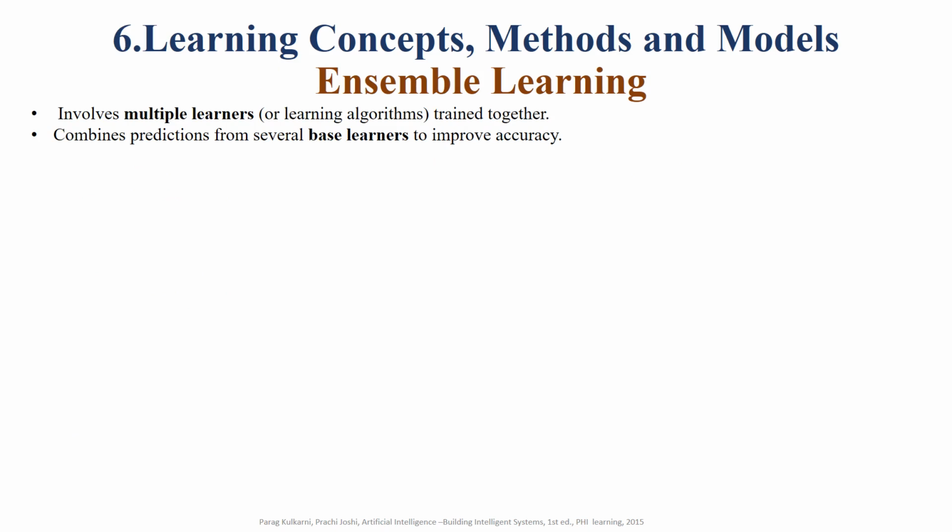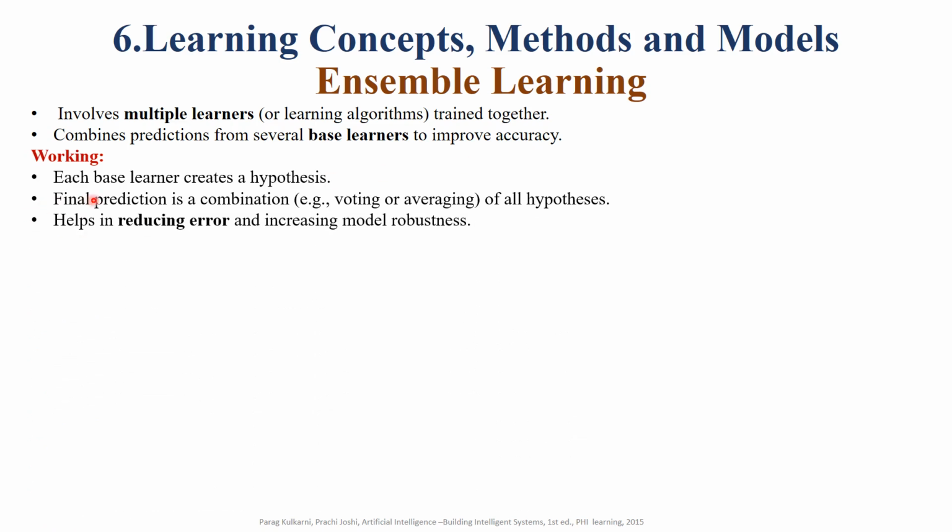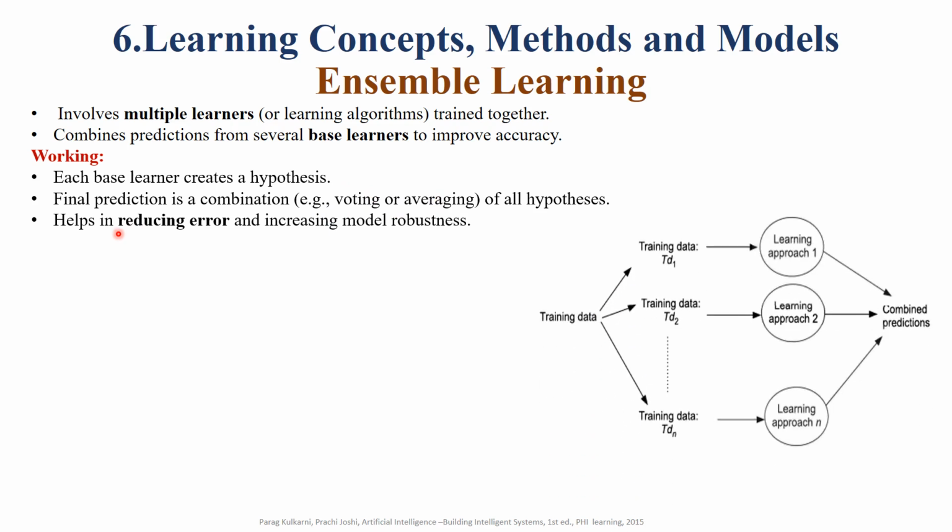Ensemble learning. This involves multiple learners or learning algorithms which are trained together. We combine the predictions from several base learners and improve accuracy. How it works. Each base learner is going to create a hypothesis. The final prediction would be a combination of all the hypotheses. So we go for voting or we average. Basically, it helps us to reduce the error. As you could see in this picture, we supply different training data to the various learning approaches and later we combine the predictions.